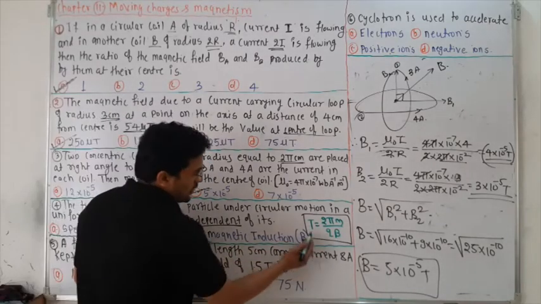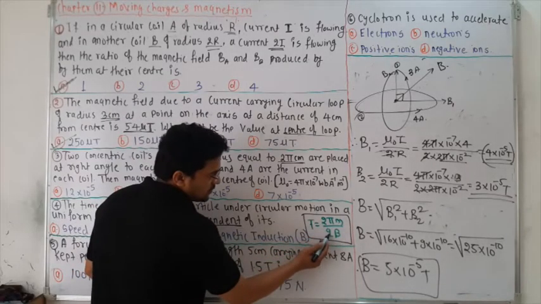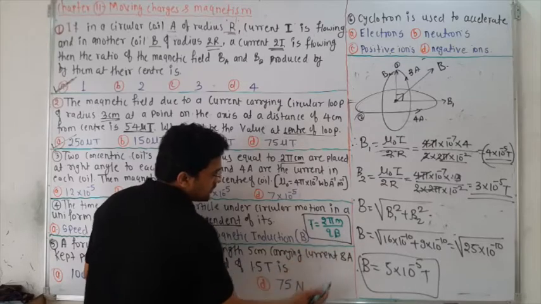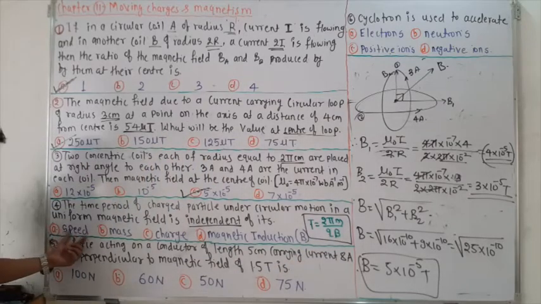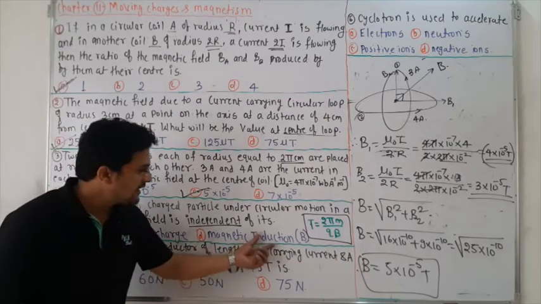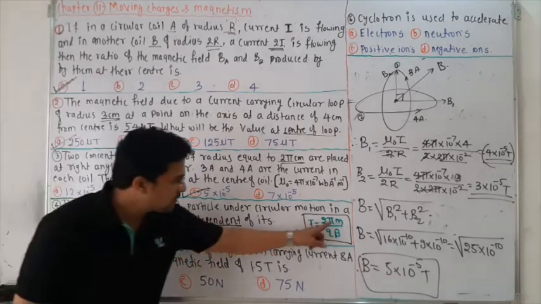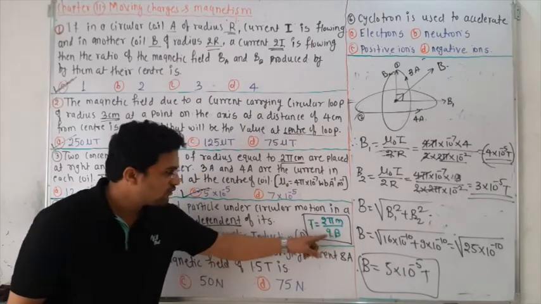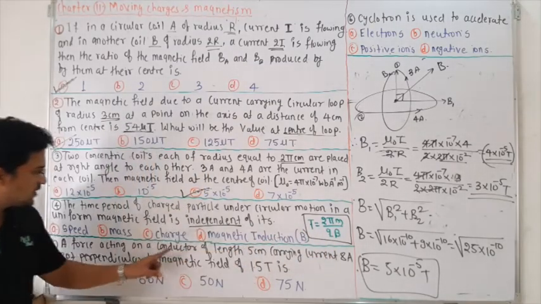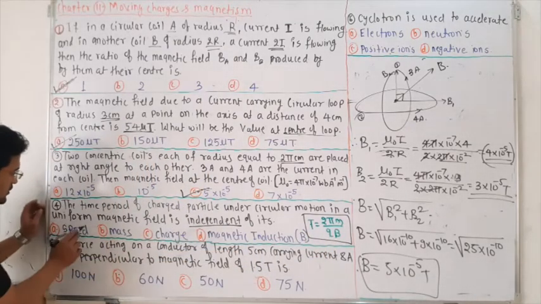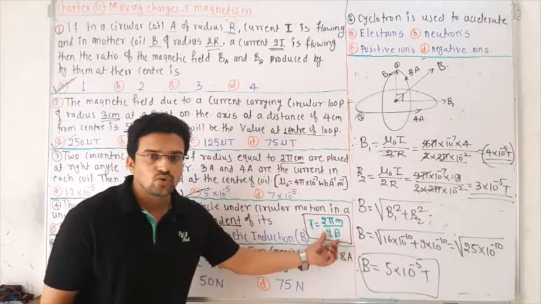So now time period depends on the mass, depends on the charge, depends on the magnetic field. So now we can see here options are speed, mass, charge and the magnetic induction. Magnetic induction means what? B itself. So induction is there, charge is there, mass is there, but in this equation there is no velocity.